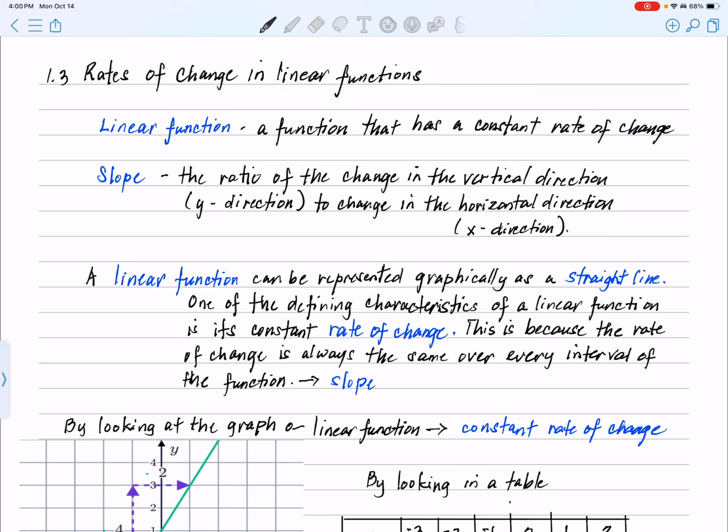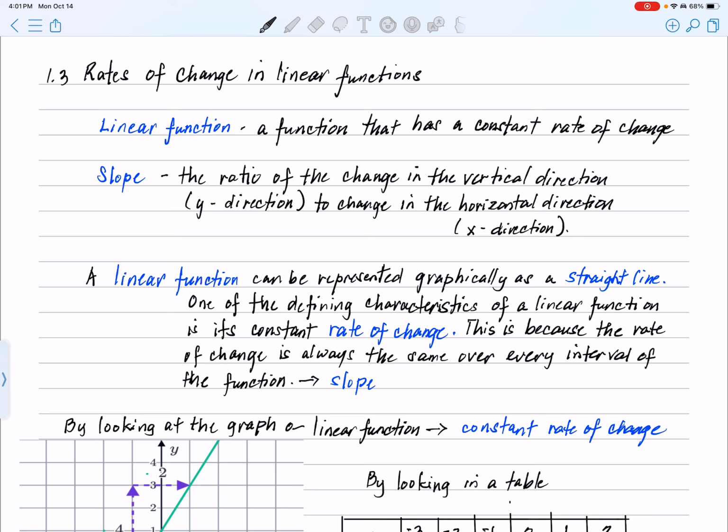Welcome to Matematika. Today we're going to do lesson 1.3, which is the rates of change in linear functions. Actually, that's rate of change in linear functions and quadratic functions. But I'm going to do it part by part, having the rates of change in linear functions first. In my next video, I will do the rates of change in quadratic functions. So we'll start with the definition of a linear function.